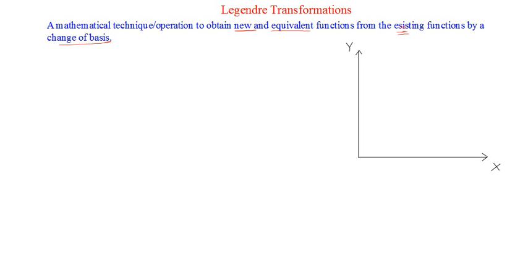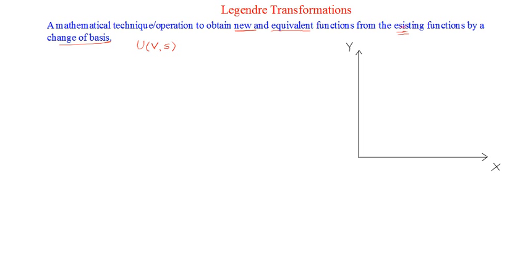Basis means some variables. So let me just take the example that we have already done. We introduced the internal energy as a potential function, right? And we have defined that internal energy can be represented as a function of the volume of the system as well as the entropy of the system, and we named V and S as the natural variables of internal energy.